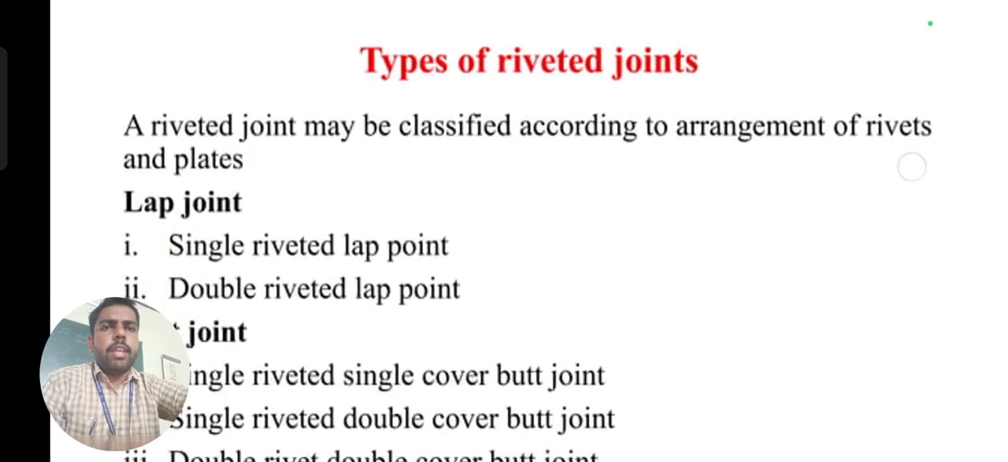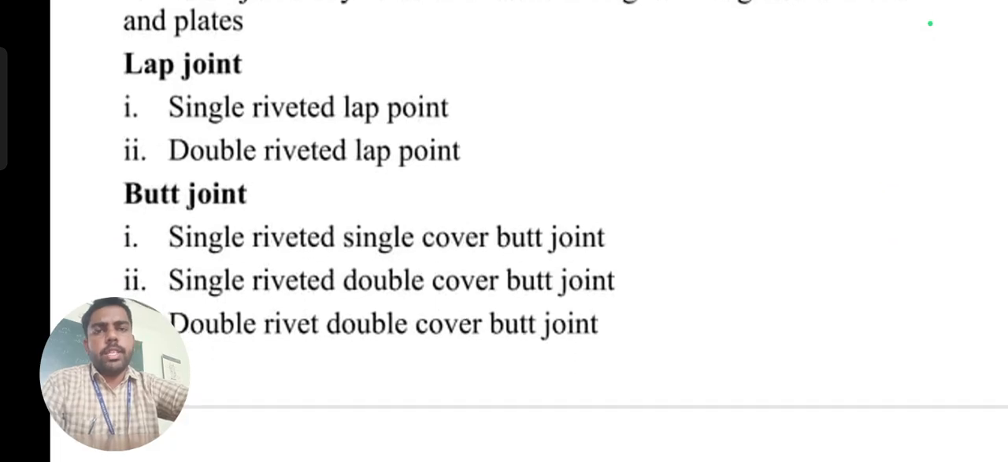After that, riveted lap joint and butt joint. Lap joints include the single riveted lap joint and the double riveted lap joint. Coming to butt joints: single riveted single cover butt joint, single riveted double cover butt joint, or double riveted double cover butt joint.